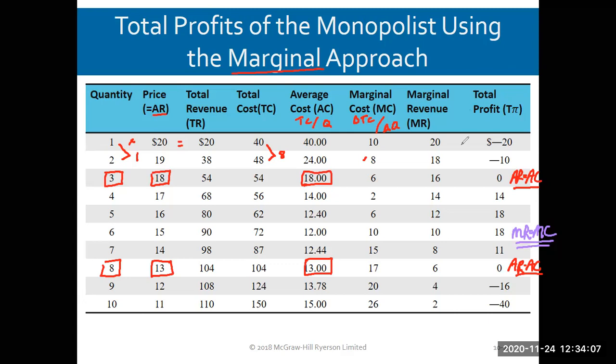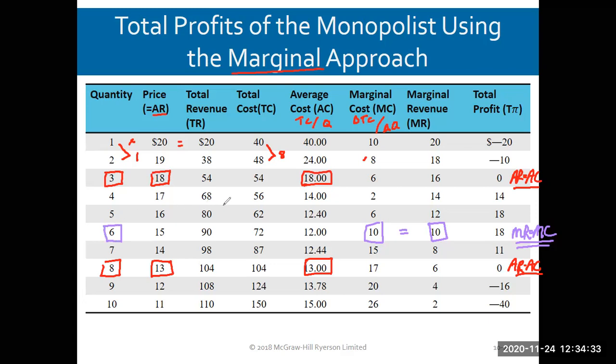So I go down my MR column and I go down my MC column and I try and find where they're the same. 10 and 20, nope. 8 and 18, nope. So on, down to 10 and 10. And yes, right here, where we have a marginal cost of 10, it just equals a marginal revenue of 10. So that's got to be our profit maximizing output of 6, right?